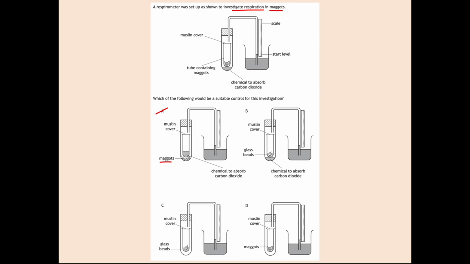C has the glass beads, however, it's missing this chemical here that's present in the original experiment, so therefore they've changed the glass beads and they've taken out the chemical, so they've changed two things, so that can't be a control. And lastly here, again, we've got the maggots, okay, we should have really removed those maggots, but we've also removed our chemical down here, which we shouldn't have done either, okay, so we can eliminate D as an option. So the best option here is going to be B.